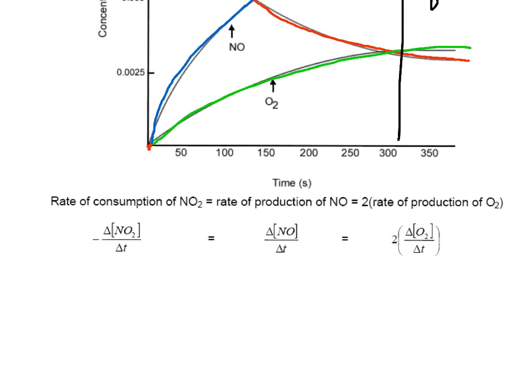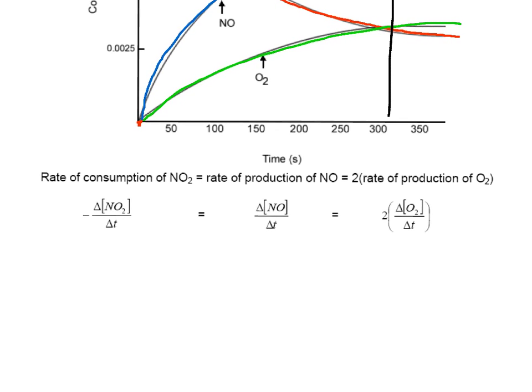So another way to describe this is going to be using this equation right here, where the rate of change of NO2 is equal to the rate of change of NO, which is equal to twice the rate of change of O2. And so this is just a different way to describe the same thing that's right up here.